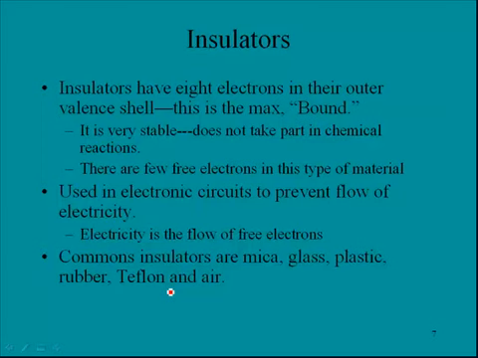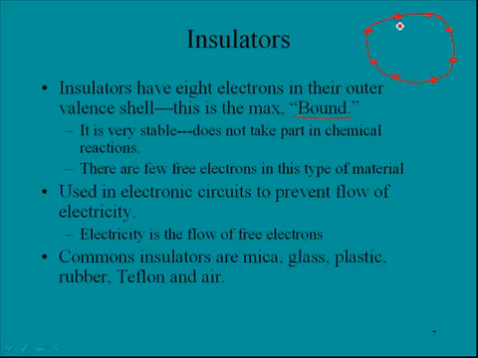Okay, let's talk about insulators. Insulators have 8 electrons in their outer valence shell, and this is the max that you can have in the outer shell. The term they use to describe this is that it is bound. This is not a very good picture, but the outer valence shell should be perfectly circular. Here you would have 8 electrons, and this is referred to as being bound. It is very stable and does not take part in chemical reactions.